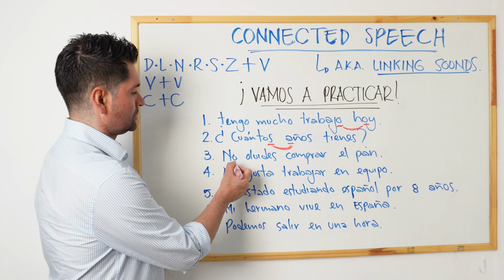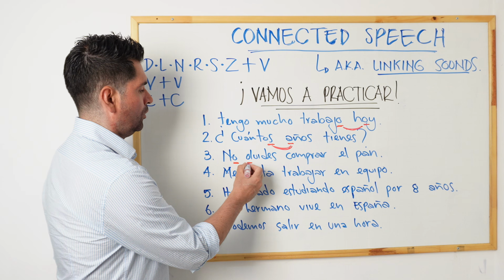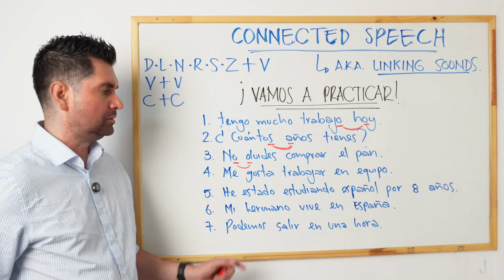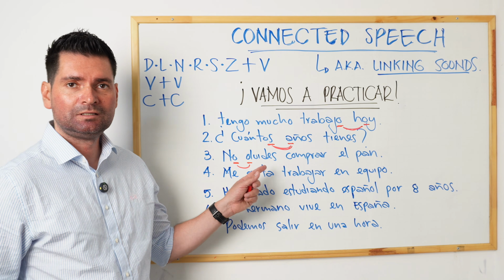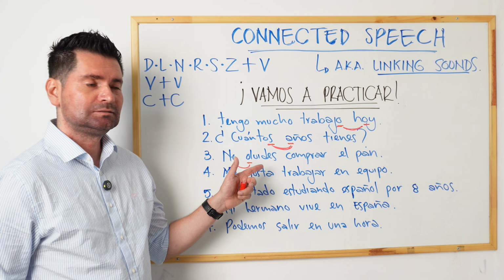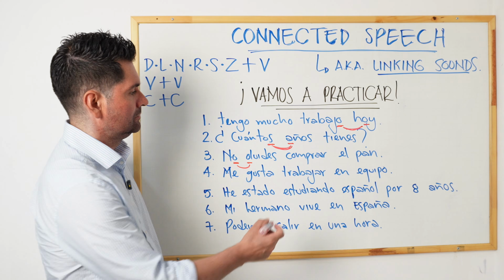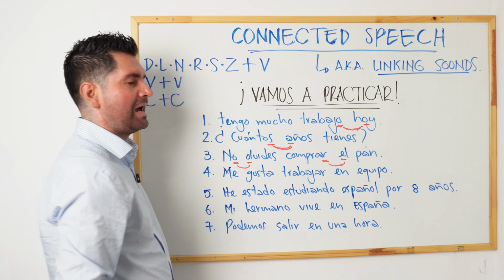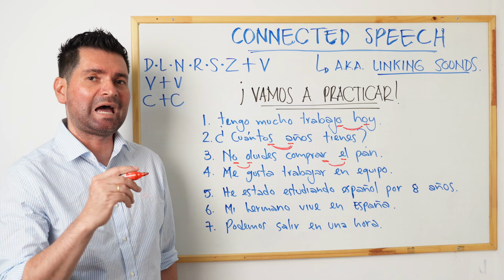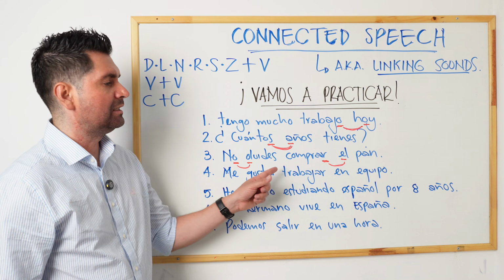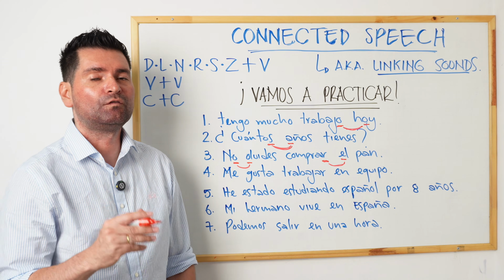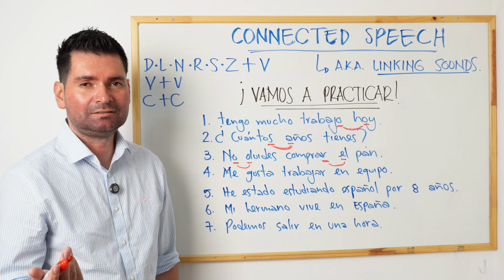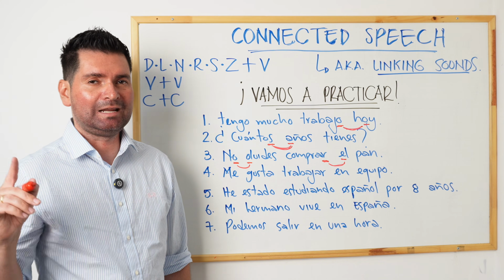So, where are the connections? O and O, vowel to vowel. No olvides. Comprar, the R and the E. Comprar el. No olvides comprar el pan. Don't forget to buy bread or the bread. No olvides comprar el pan.